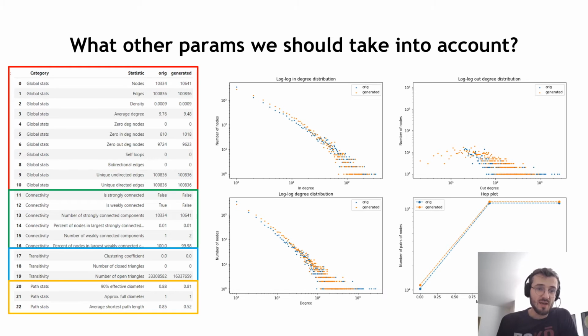So nearly everything, including the average degree, which is very similar in line number 3, for undirected edges and directed edges, as well as the path stats, including the 90% effective diameter in line 20 that is almost perfectly aligned, and the number of open triangles that are in the same order of magnitude. So all this shows that even though we fitted for a degree distribution only, the global statistics of the graph, connectivity, transitivity, and path stats are well mirrored in the generated graph, which is cool.